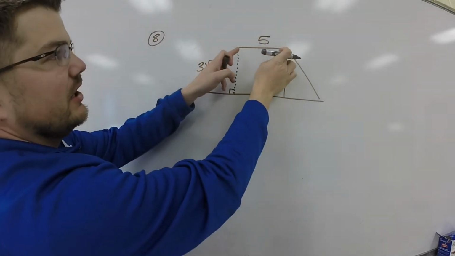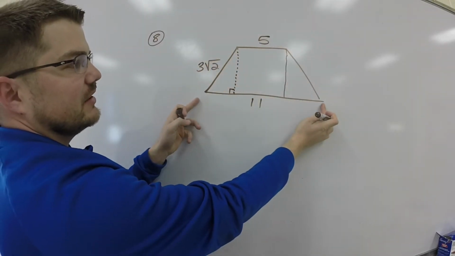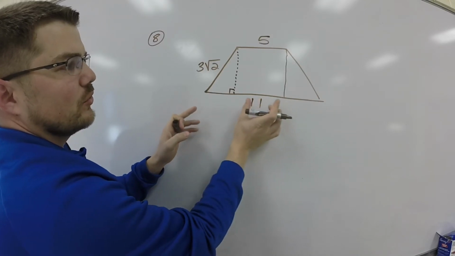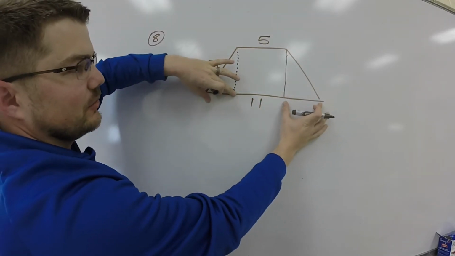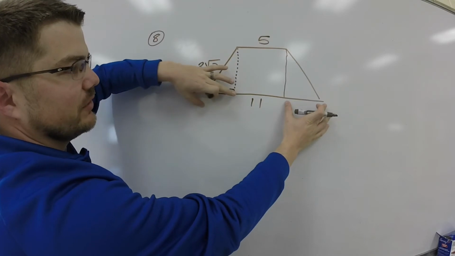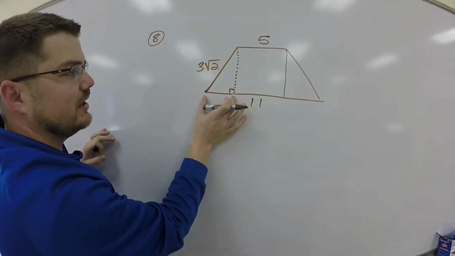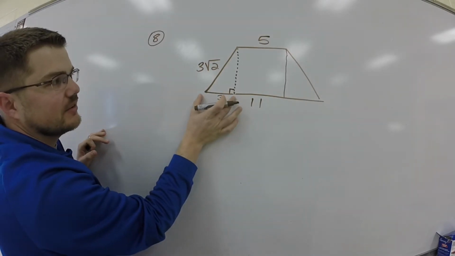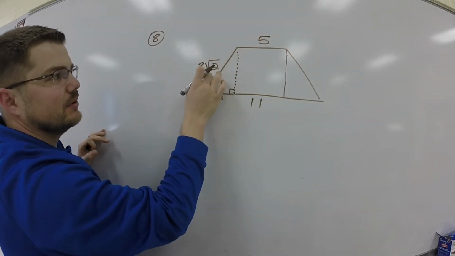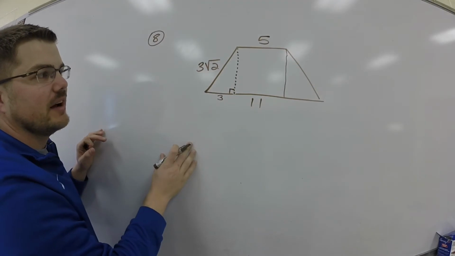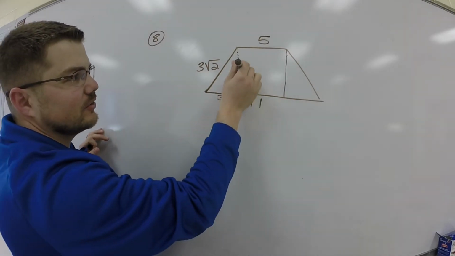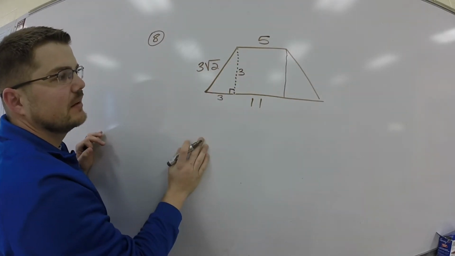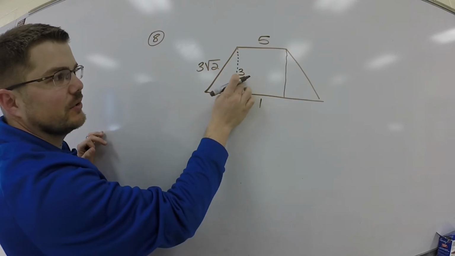And so from here to here is 5, from here to here is 11. So we're missing 6 from these two pieces right here. So if we cut that in half, this will be 3. From here to here is 3. So if you have a leg that's 3 and the hypotenuse is 3 root 2, this tells me that this is a 45, 45, 90, and this will be 3 also. And so my height of the trapezoid is 3.